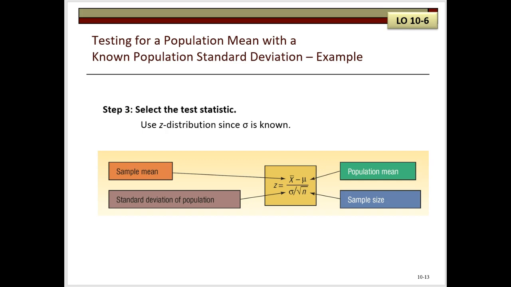In step 3, we decided that the z-distribution is appropriate for testing the hypothesis in this example. On this slide, we show how the z-statistic is computed. The numerator in the formula obtains the difference between the sample mean and the hypothesized population mean. This is known as the sampling error. We divide this difference by the standard error of the mean, which is given as sigma divided by the square root of the sample size. Apply this formula on the next slide using the information provided in the problem described in the previous slide.